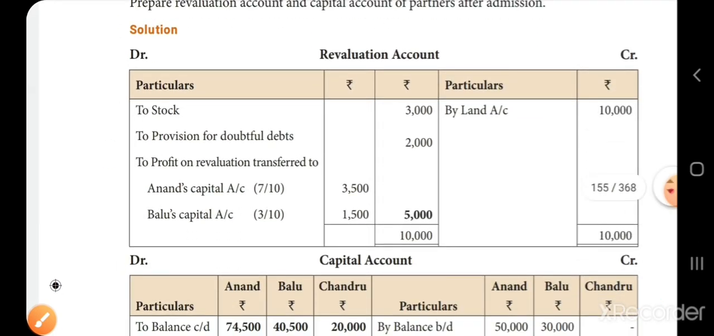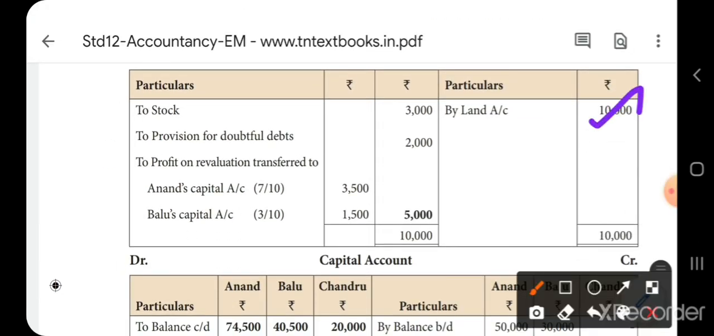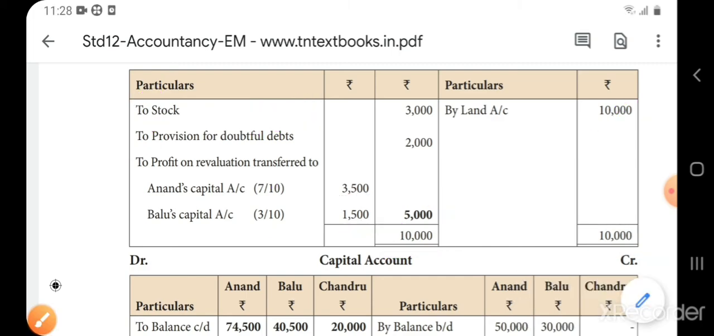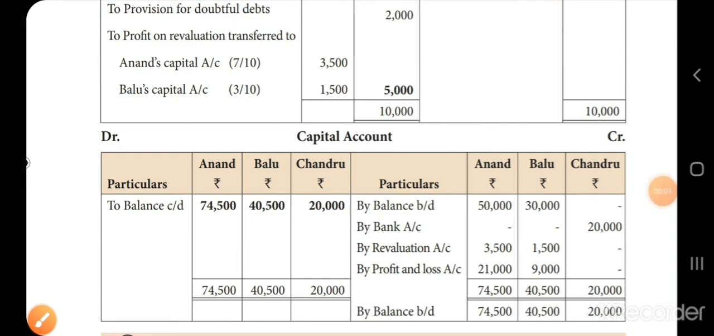First you will prepare the revaluation account. I told you land on the credit side, stock, provision, and you tally both the sides. You will get the balancing figure on the debit side. This 5,000 you should distribute among the partners in the old profit sharing ratio 7:3. So Anand will get 7/10 and Babu will get 3/10 of the share. So 3,500 and 1,500.